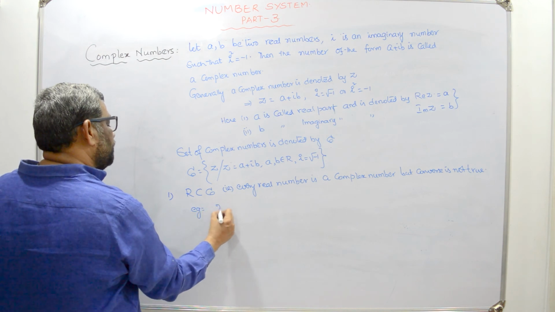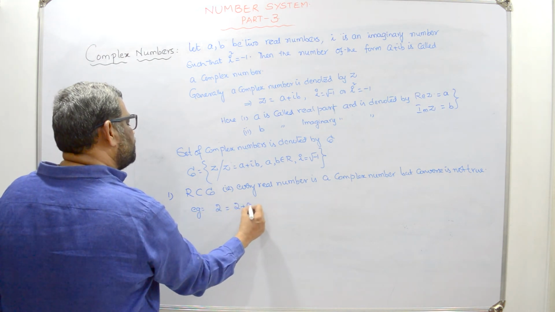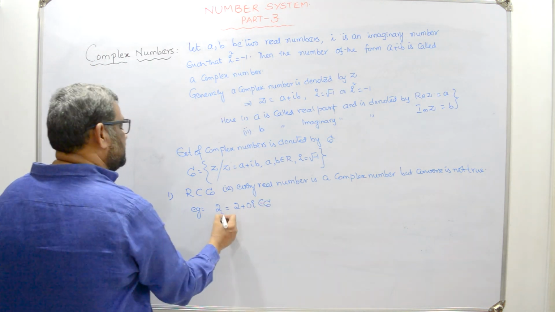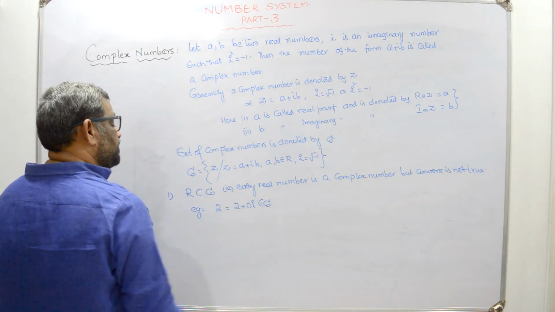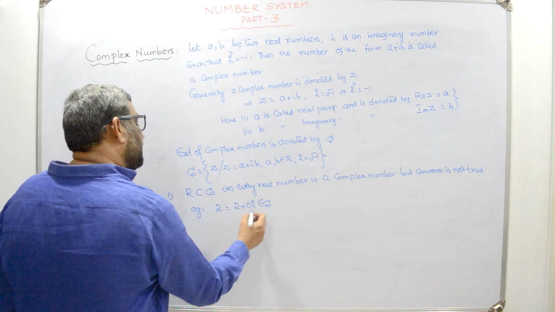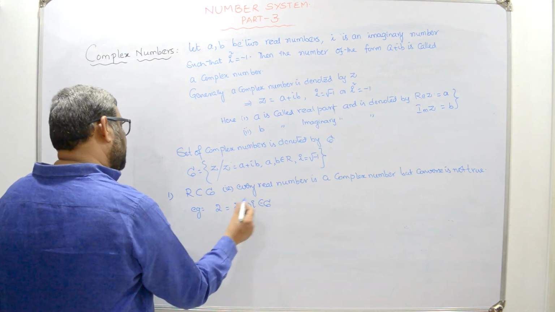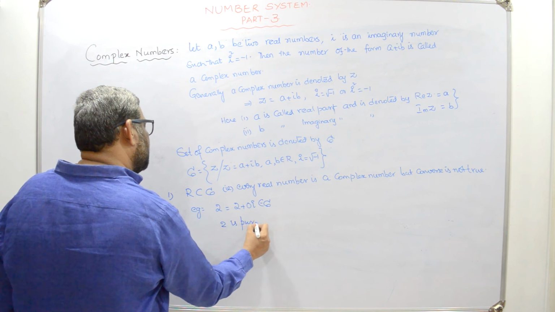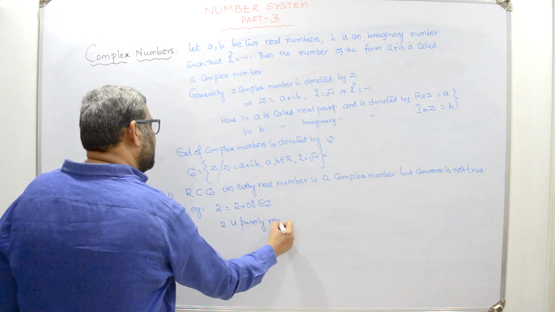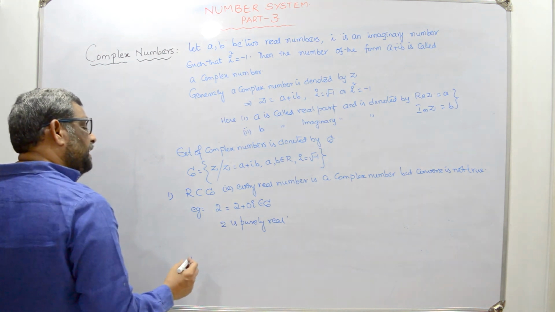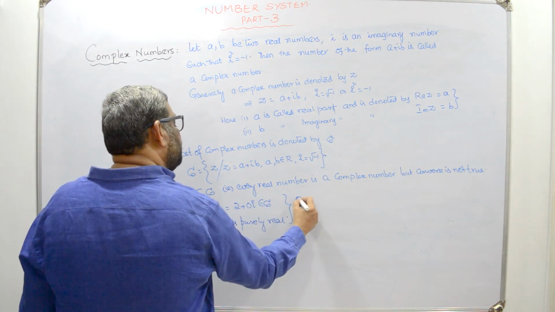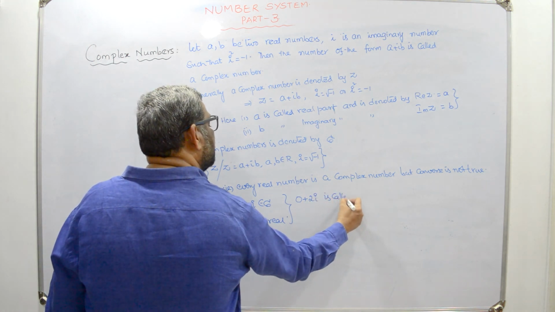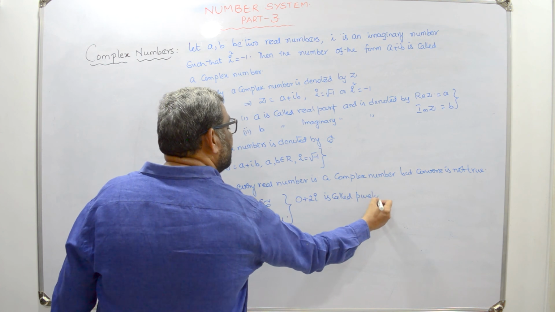Example, 2 is equal to 2 plus 0i, which belongs to complex numbers. This is a real number. So like that you can write. So now this is purely real. Hence 2 is purely real. Similarly, 0 plus 2i is called purely imaginary.